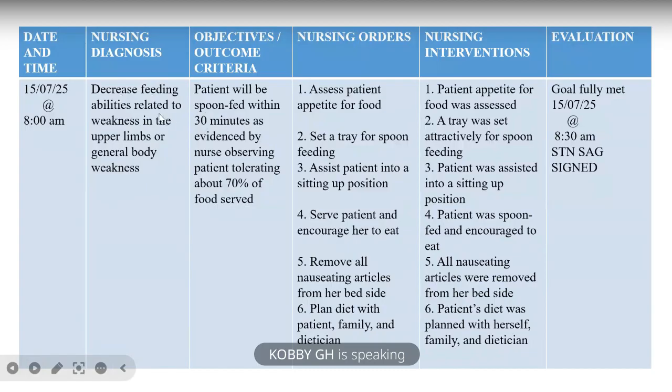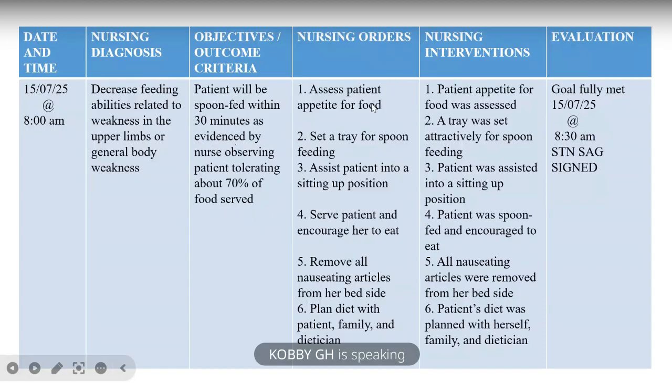Decreased feeding abilities related to weakness in the upper limbs, or you can relate it to body weakness. Okay, now what are the objectives? Patients will be spoon-fed within 30 minutes, as evidenced by nurse observing patient tolerating about 70% of food served.